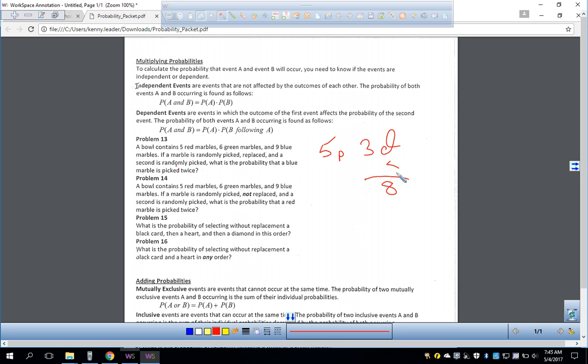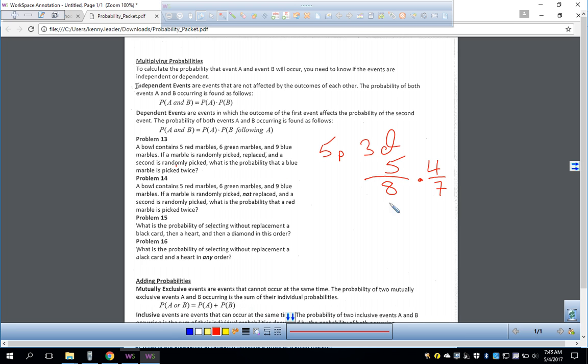5 out of 8. What if I keep that penny in my pocket? Now what's the probability that I pull out another penny? 4, right? So the probability that I pull out another penny is 4 out of, there's only 7 coins in the jar, right? So now my probability is 4 out of 7.